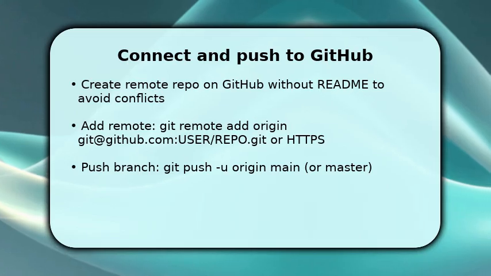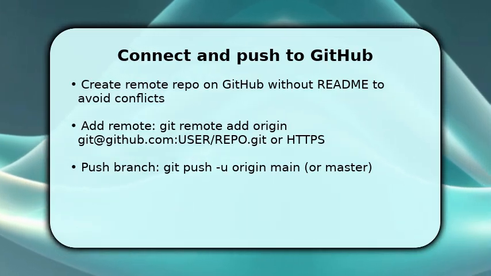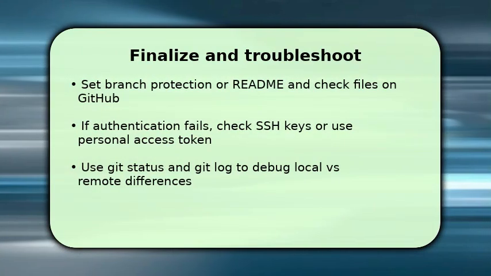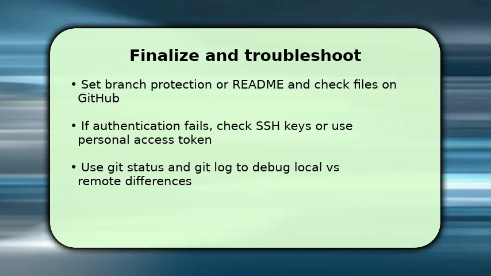After pushing, you're finished by verifying the repository on GitHub and configuring any needed settings. Open the repo page to confirm files and commit history, add a README or license if you skipped them earlier, and protect branches as required.